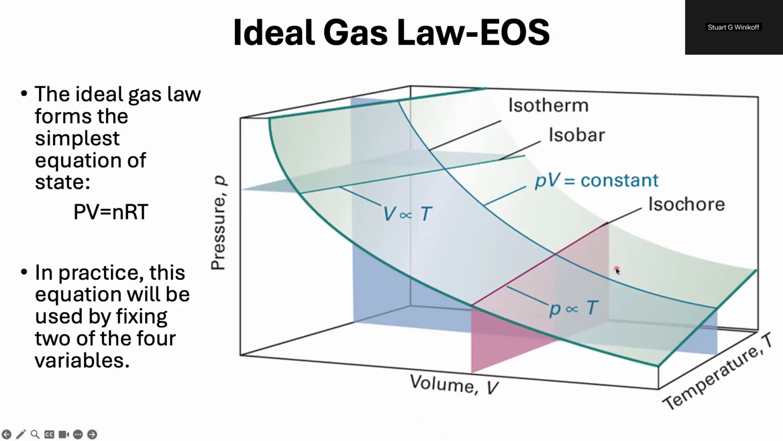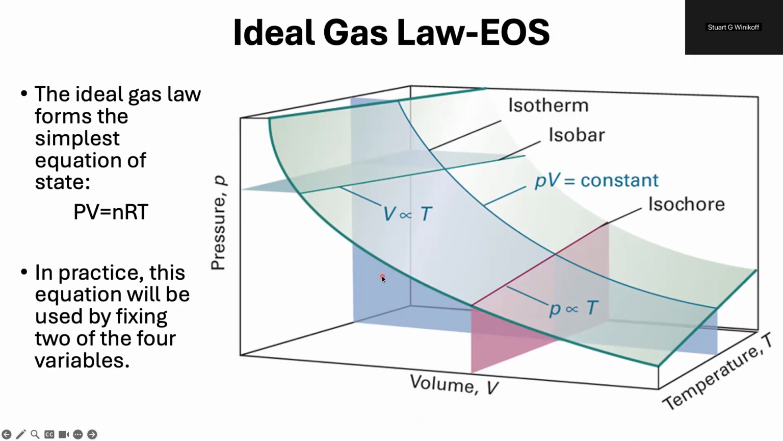And then the final case is I can go ahead and keep temperature fixed. When I do this, it's isothermal conditions, and the equational form we get is going to be the isotherm. Now this one is fun because now we've generated an inverse relationship between pressure and volume, and this is going to be Boyle's law.